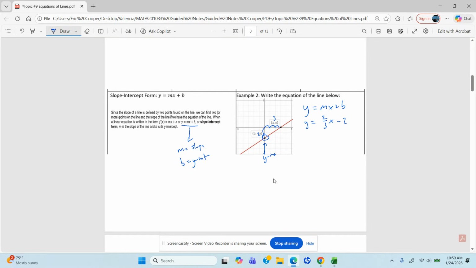Also remember we can use our slope formula to find that slope as well. The slope formula is y2 minus y1 over x2 minus x1. So if you don't want to use rise over run, don't forget we have a formula for slope to be able to calculate it algebraically.